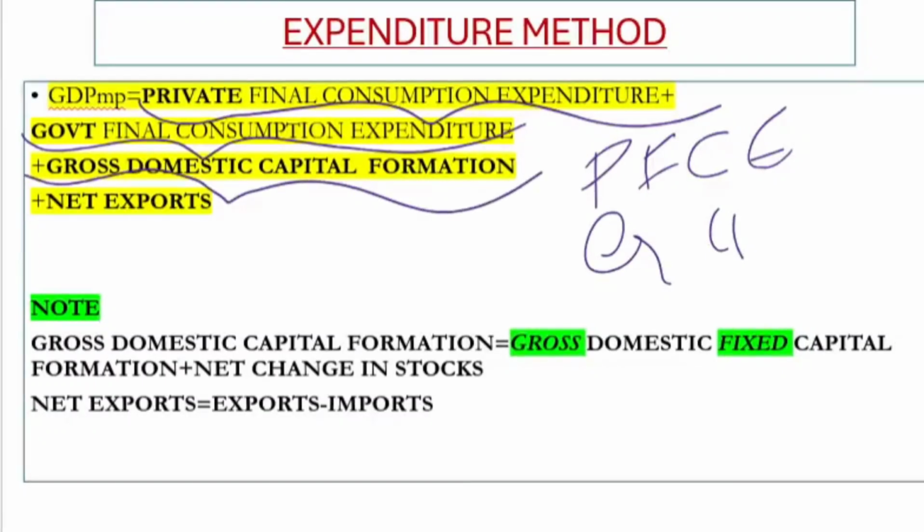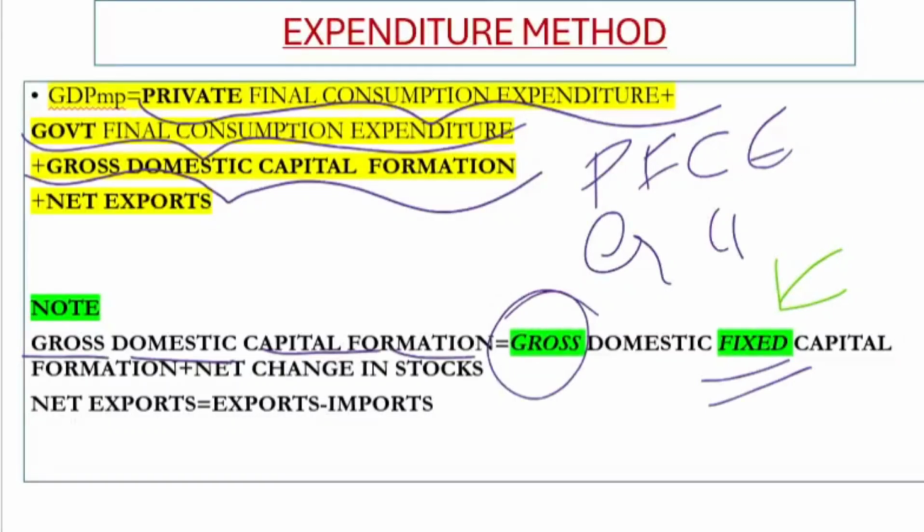Then gross domestic capital formation, that is something which is tricky. Then the last one, that is net export. Why tricky? Because as a term, we need gross domestic capital formation. We need to be careful with this, because if gross domestic fixed capital formation is given, then the word fixed is there, no? So we need to add net change in stock in order to get gross domestic capital formation. So if fixed is there, we need to add net change in stock.